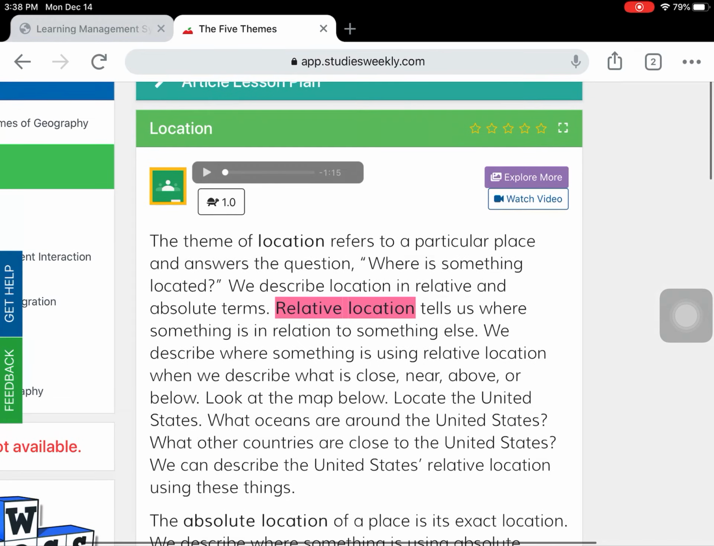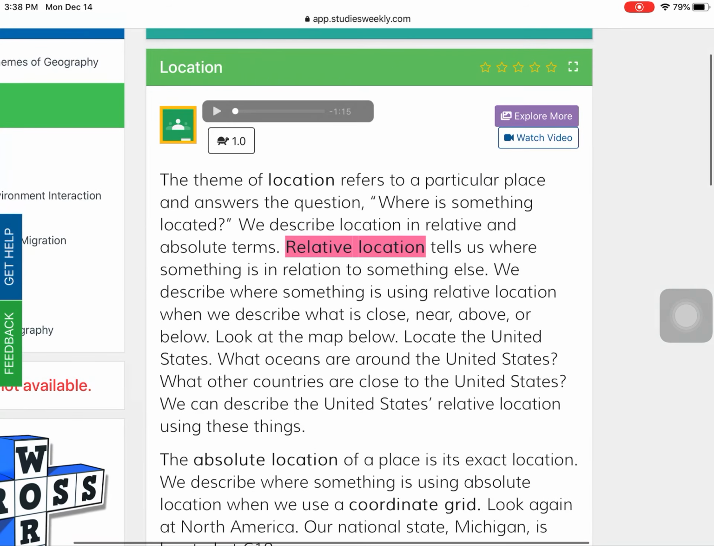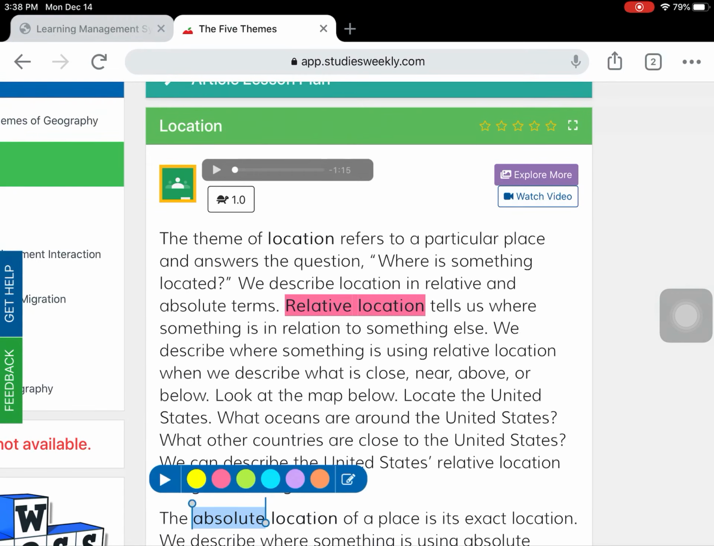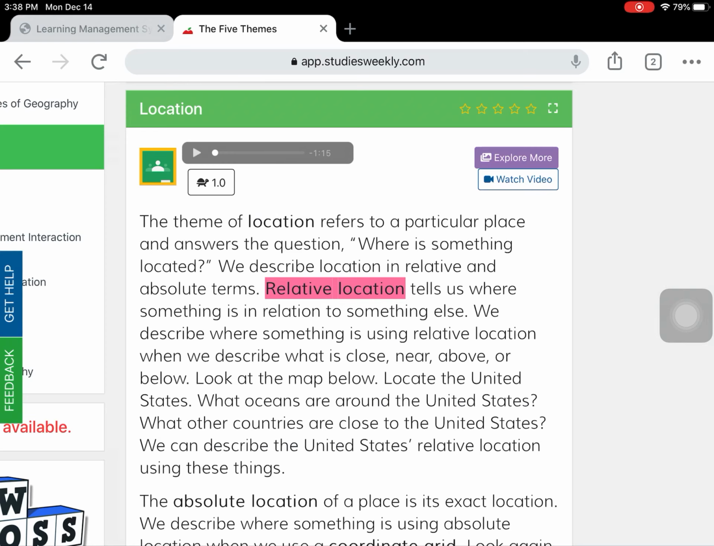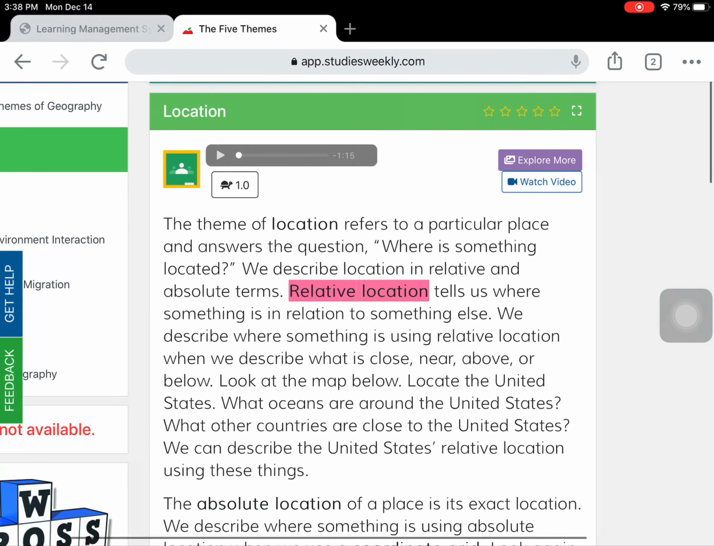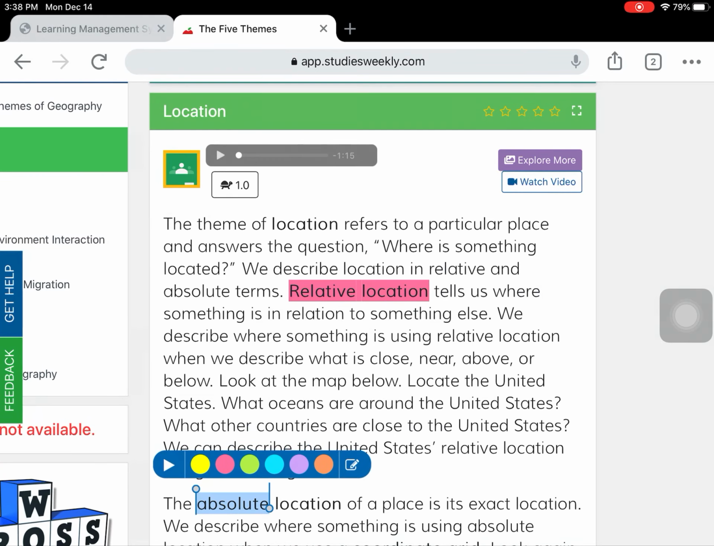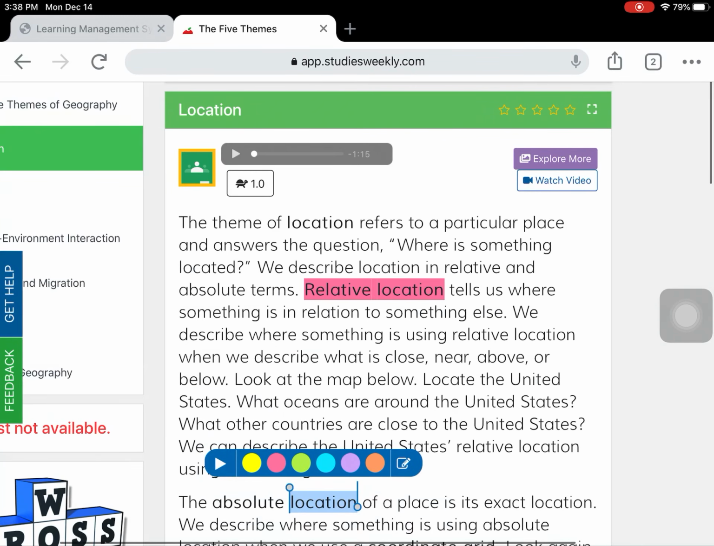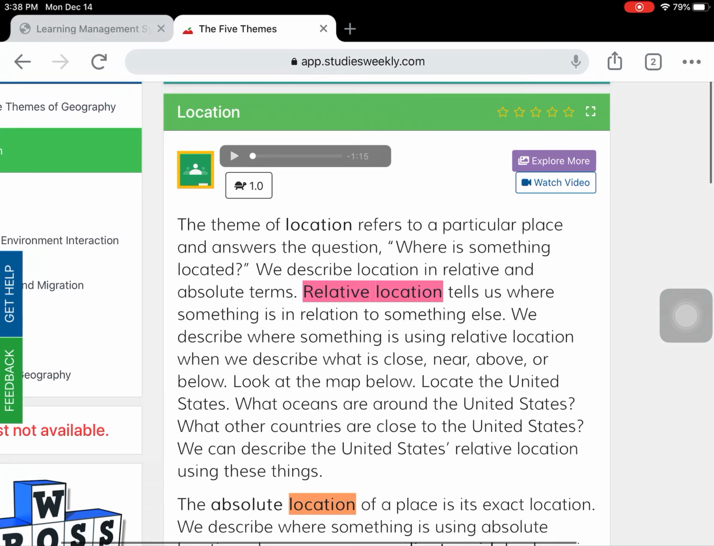Let's look at our second part here. We just talked about relative location. Now we're going to talk about absolute location. So I'm going to highlight that. Oops, that did not do what I wanted. Let's see if my pencil will do it instead. Maybe I have to do it one word at a time, I guess. There's one. And there's my other one.